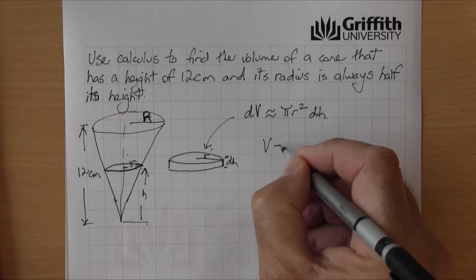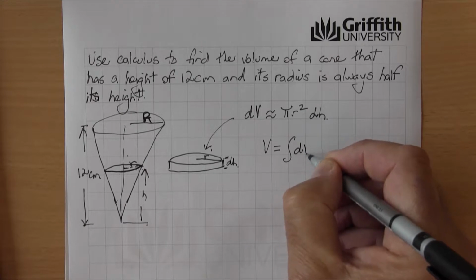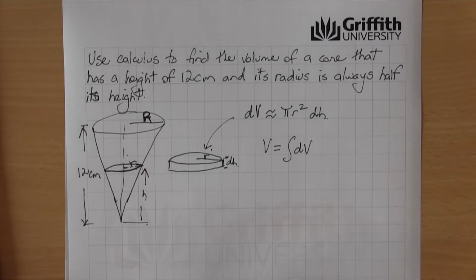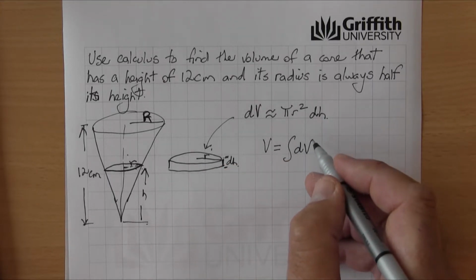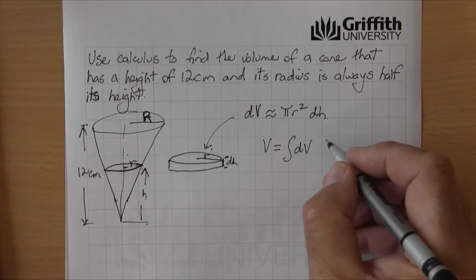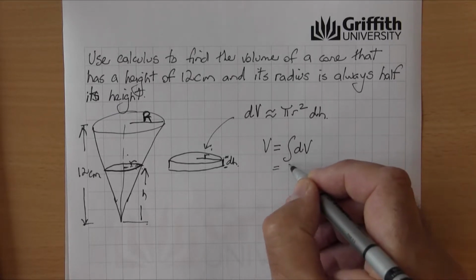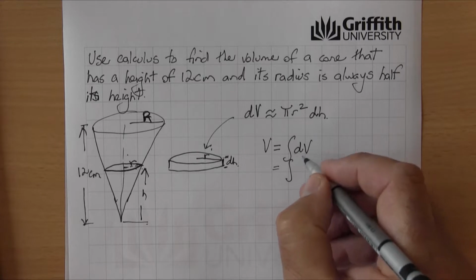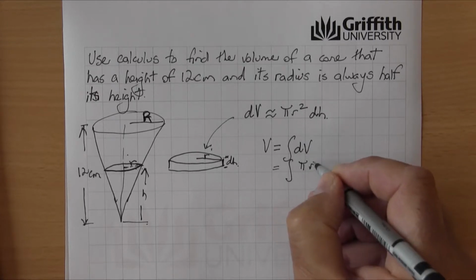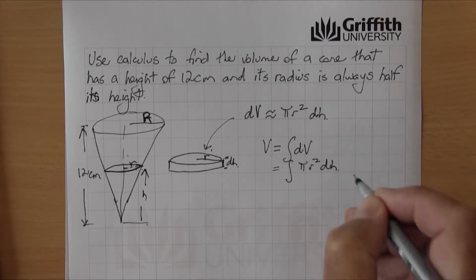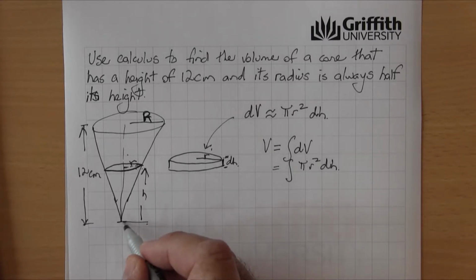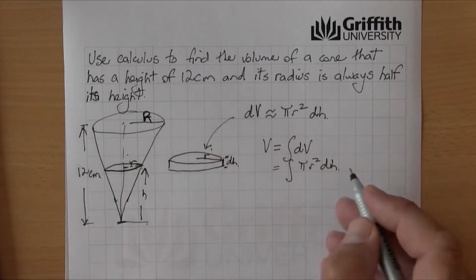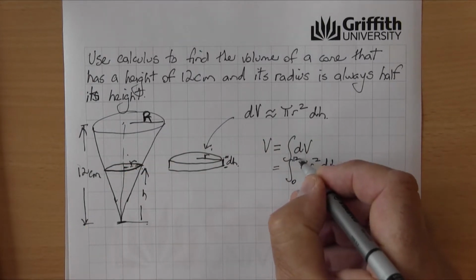Alright, now to get the total volume, it'll be just the integral of dv. So the integral of this with respect to h. So that'll be equal to the integral of pi r squared dh, and we want h values from 0, because it has a height of 12, from 0 to 12.